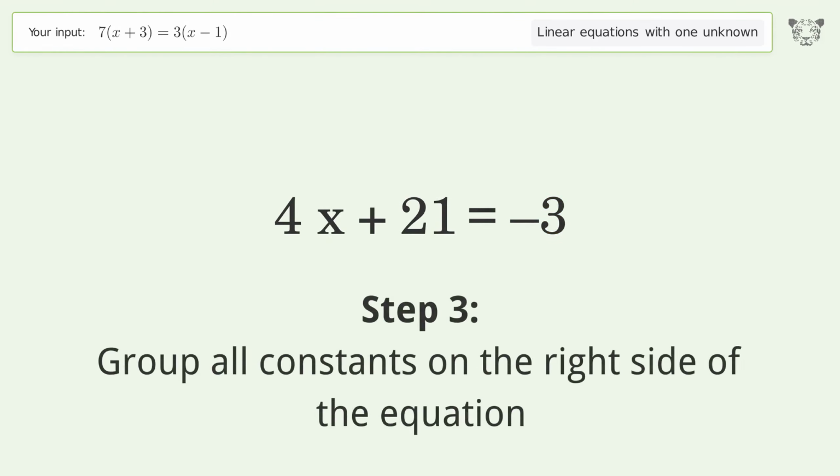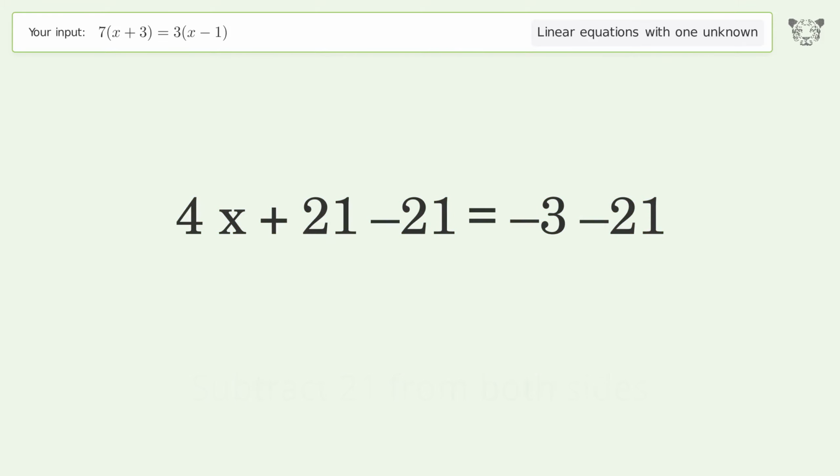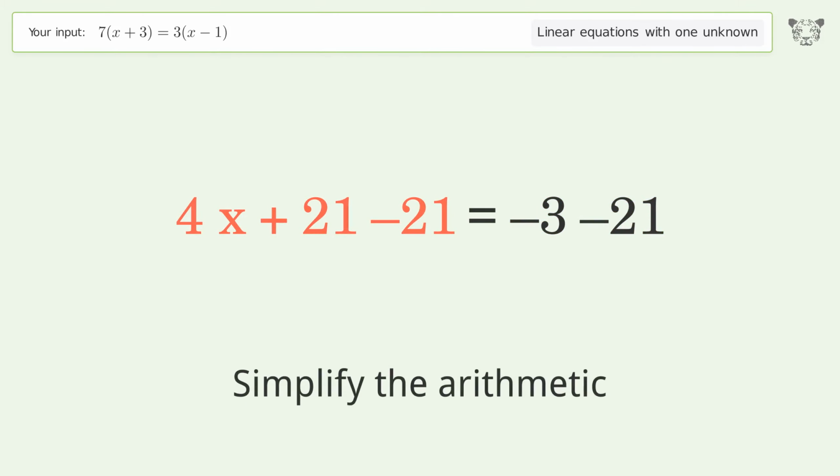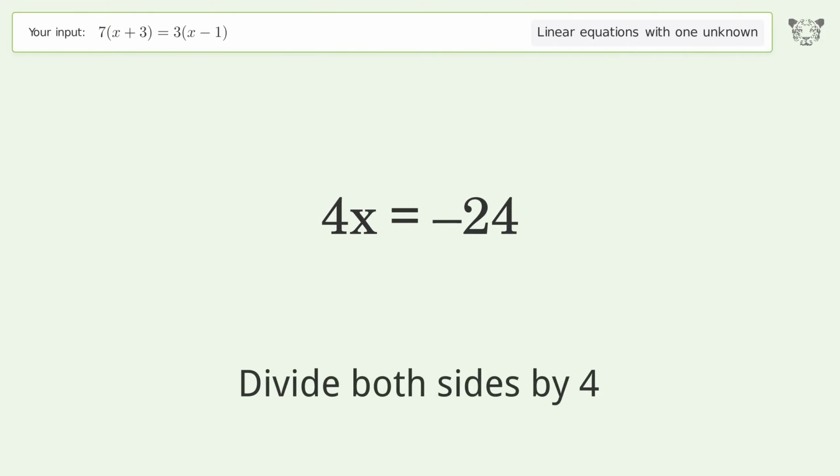Group all constants on the right side of the equation. Subtract 21 from both sides. Simplify the arithmetic. Isolate the x. Divide both sides by 4.